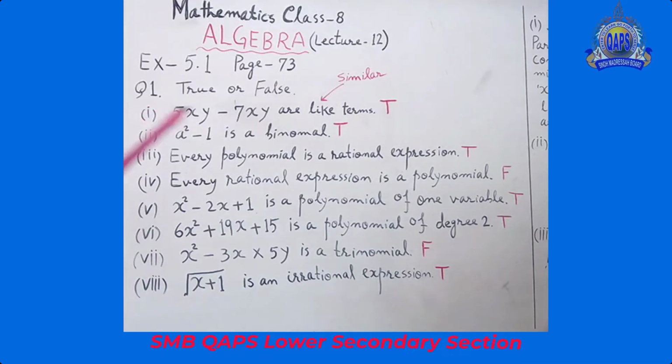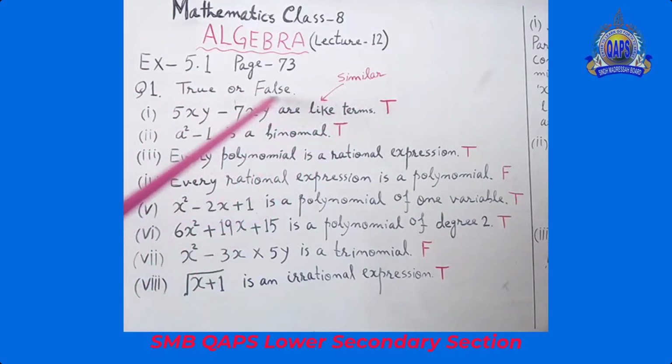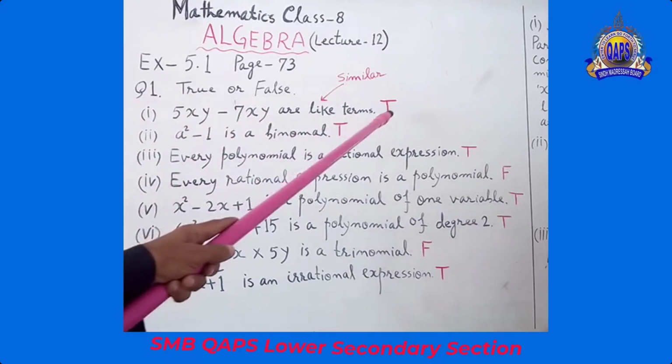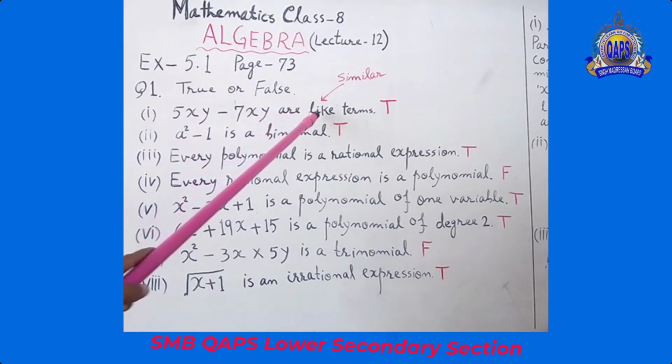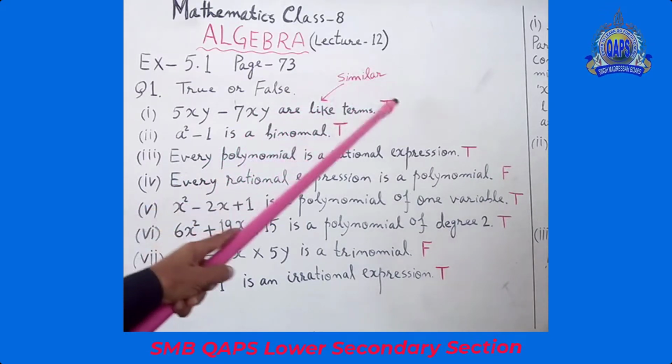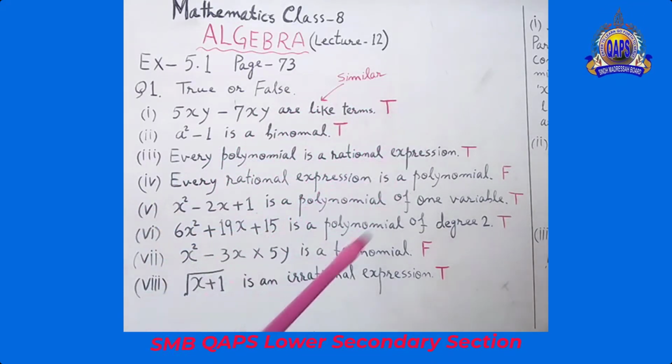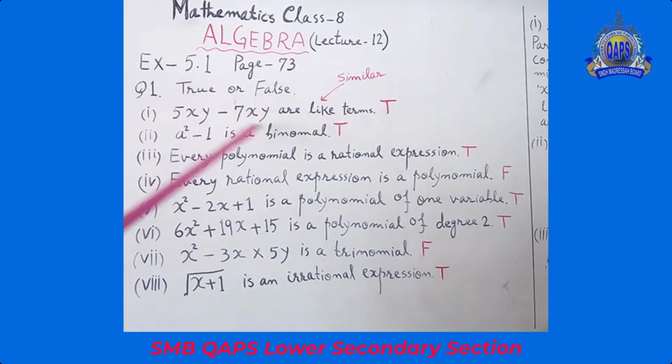I will write this thing and also the explanation of this thing. I will write it, but first of all, you try to understand. 5xy minus 7xy are like terms or similar terms. Yes, true. Why? The reason is that 5xy and 7xy both have xy.